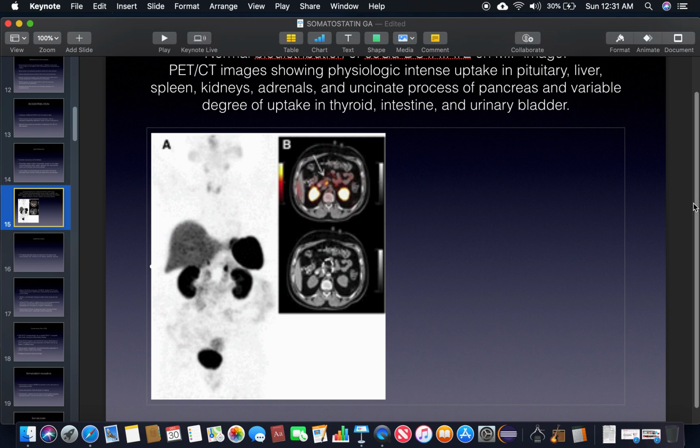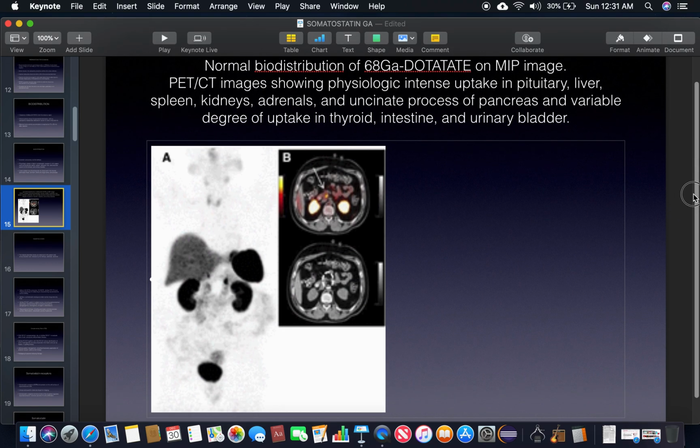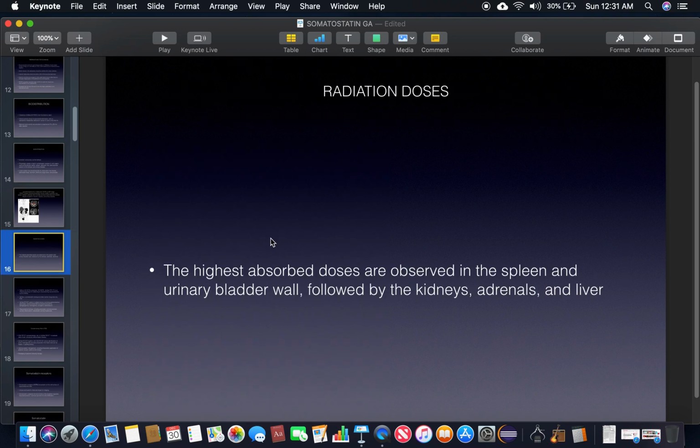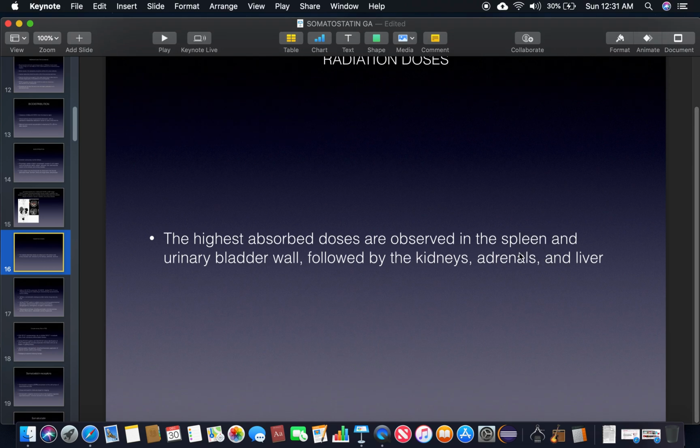Here is an example of a normal biodistribution. Normal uptake is taken in the pituitary, in the liver, in the spleen, in the kidneys, in the ureters, urinary bladder, and also in the thyroid and the GI tract. The highest dose of radiation is in the spleen and the urinary bladder wall.